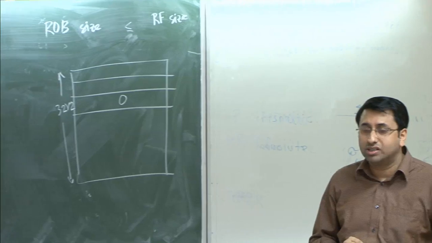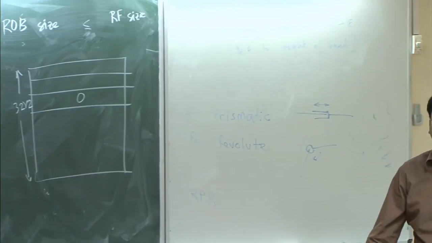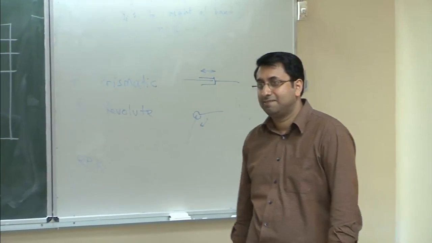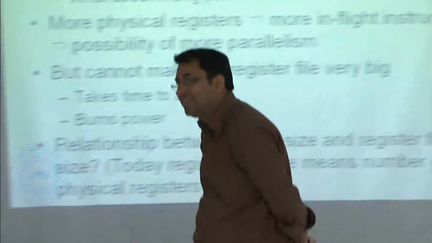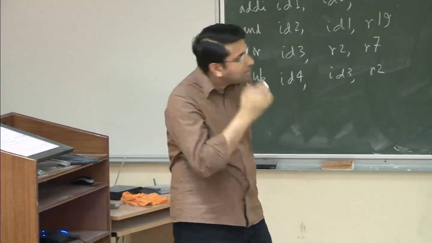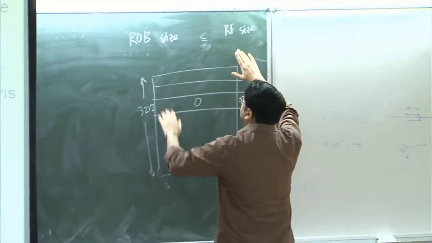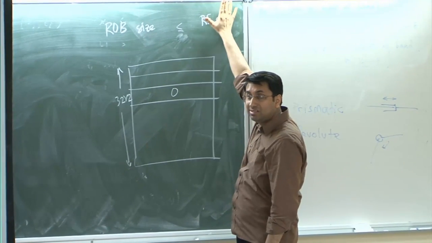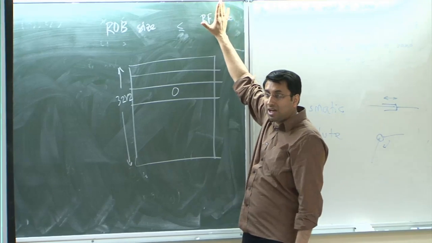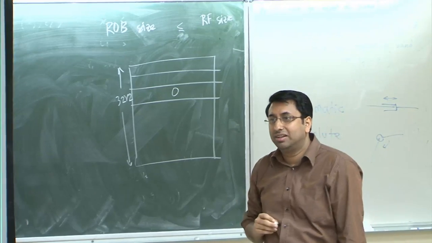If I tell you that I have n logical registers, n minus one... So you're saying ROB size cannot be bigger than n minus one? Why? It's independent of this size, isn't it? I have n logical registers.